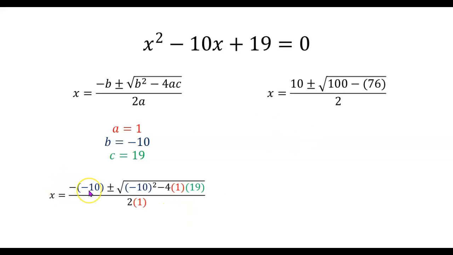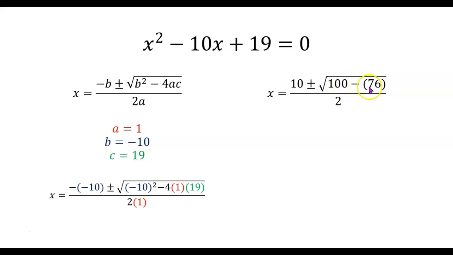Now minus -10 is just positive 10. There's a minus in front of the b in the formula, but b itself is a negative number this time around. So the opposite or negative of a negative is a positive. And this is another thing I was warning you about. B is a negative number, but when we square that, we should get a positive number. Negative 10 times itself is 100. And then 4 times 1 is 4, times 19 is 76. So under the radical sign, we have 100 minus 76. And on the bottom, 2 times 1 would just be 2.